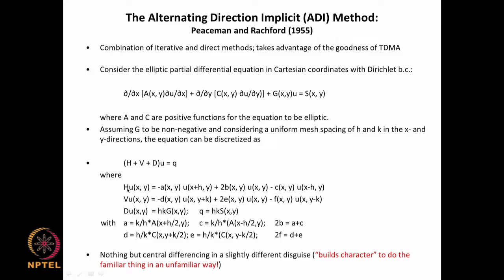But what you have in H u is variation with respect to x. So you have u at x plus delta x, u at x, and u at x minus delta x. Similarly, V u: H is for the horizontal and V is for the vertical. So horizontal meaning x variation and V vertical meaning y variation.